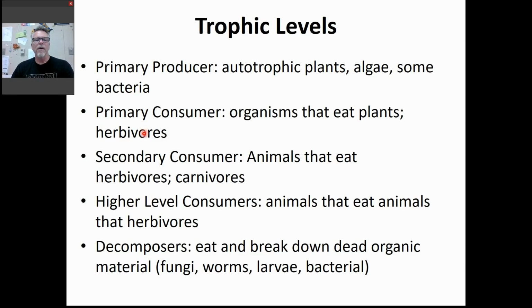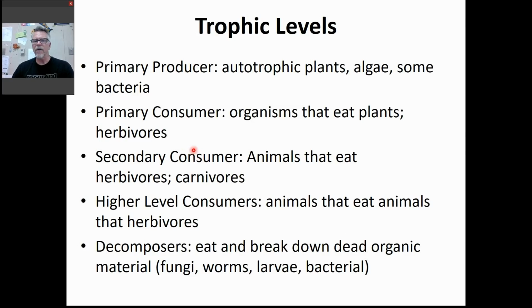like plants. And then the other category was a consumer, but we have a bunch of different types of consumers. So there's a primary consumer, and a primary consumer is one that eats plants. All right, it's an herbivore. So a primary consumer is the first consumer, and it eats the producers.